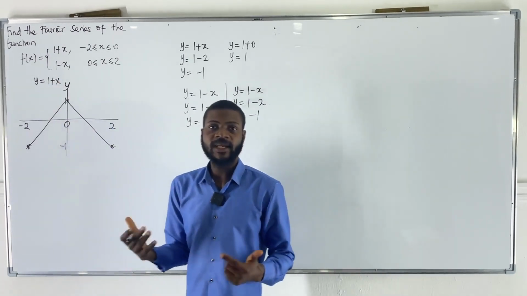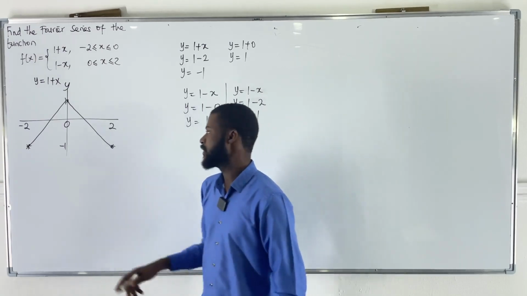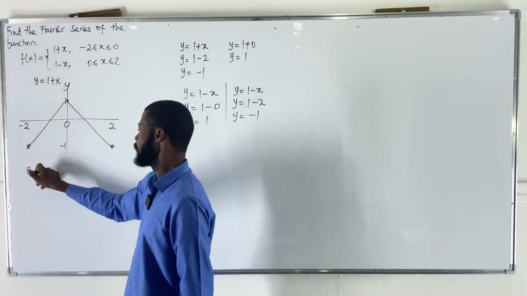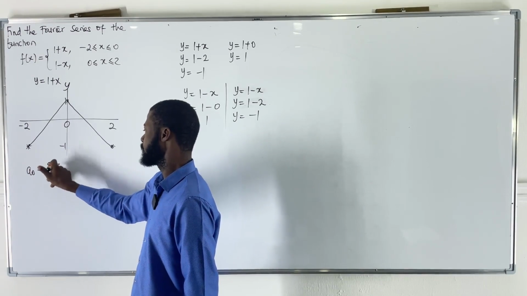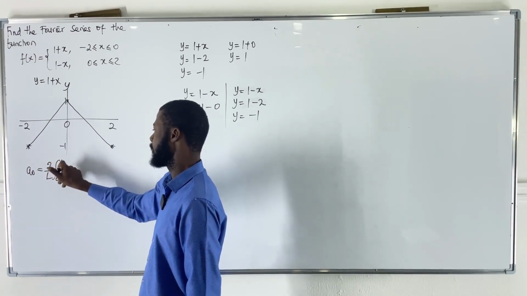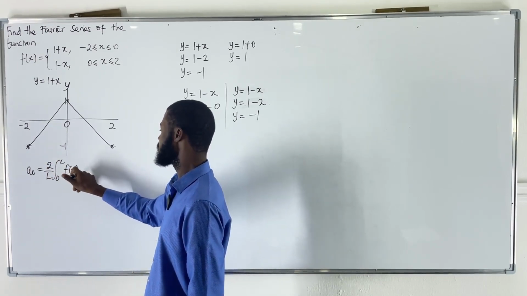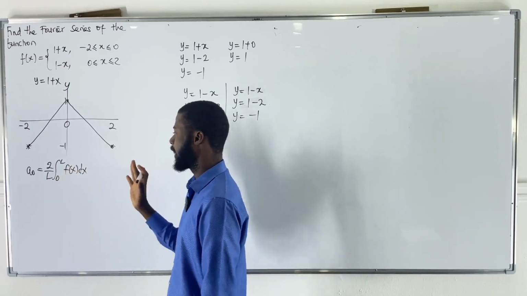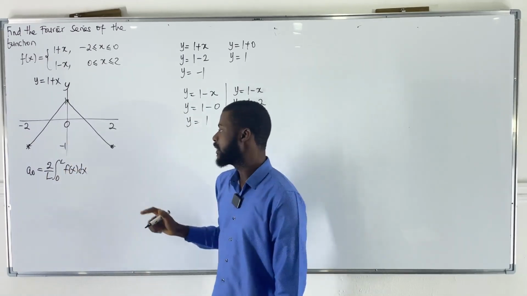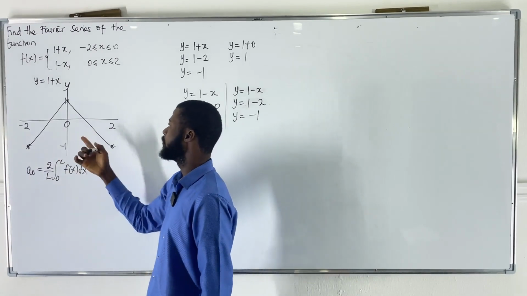So this is an even function, so I only need to find a naught and a sub n. a naught is going to be 2 over L integral from 0 to L of f of x dx. So that will be my a naught. Now what is L? L is half the period.